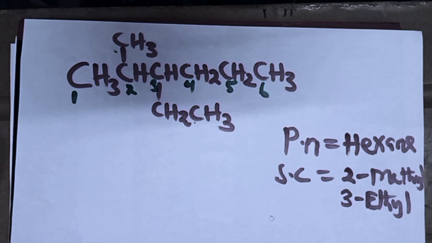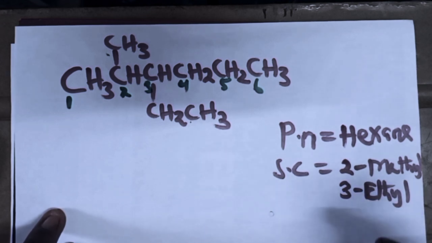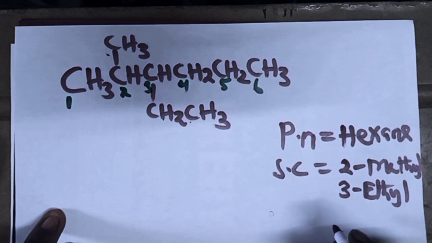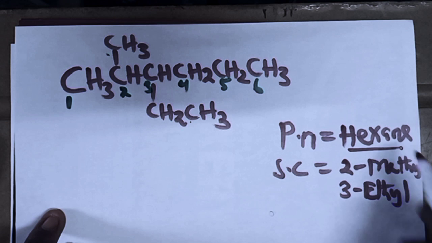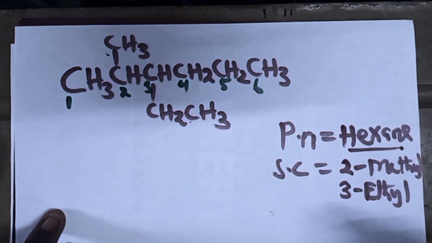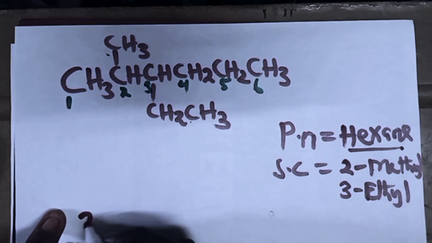Rule number 5, write the name as one word. So let's just write the name as one word. Before we go to writing the name, we need to observe one thing: the alphabet. You start the name with the first letter in the alphabet. So this one is a parent name, it will automatically be the last thing to write. Now between meth and eth, which one comes first in the alphabet? It is eth.